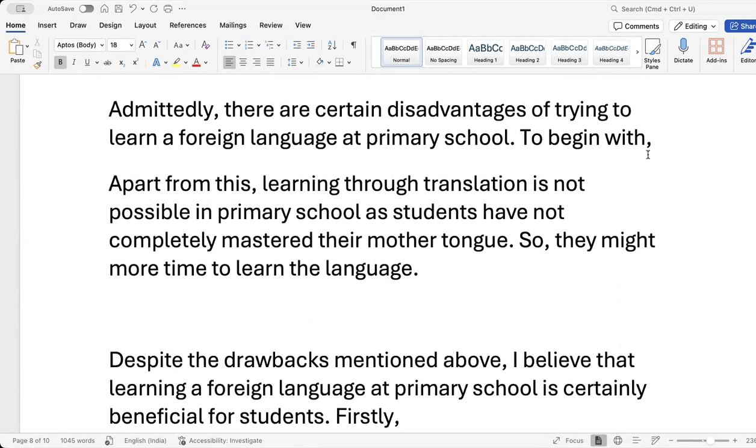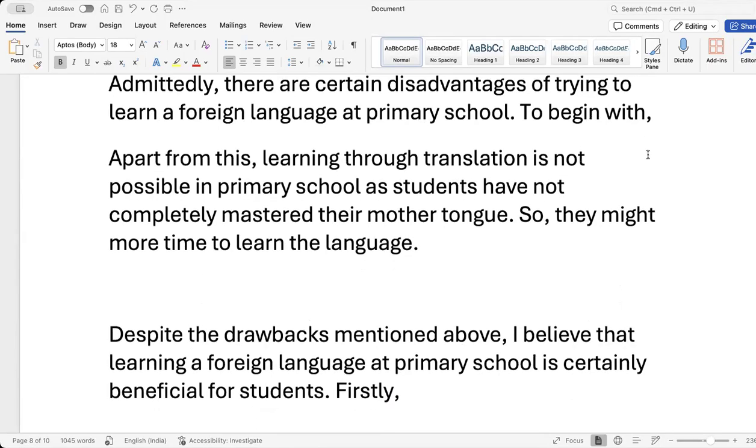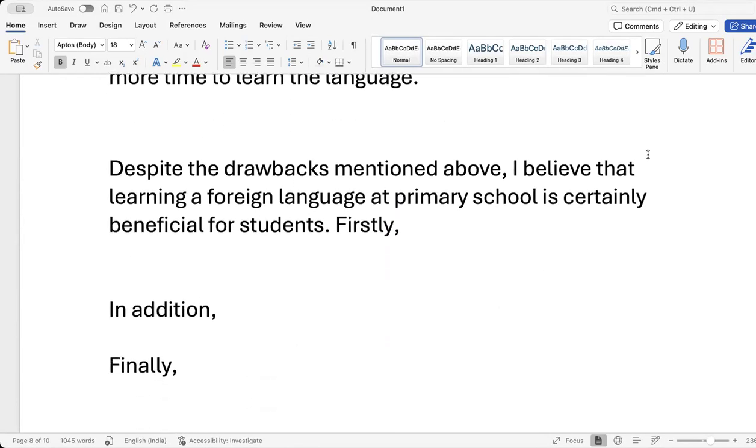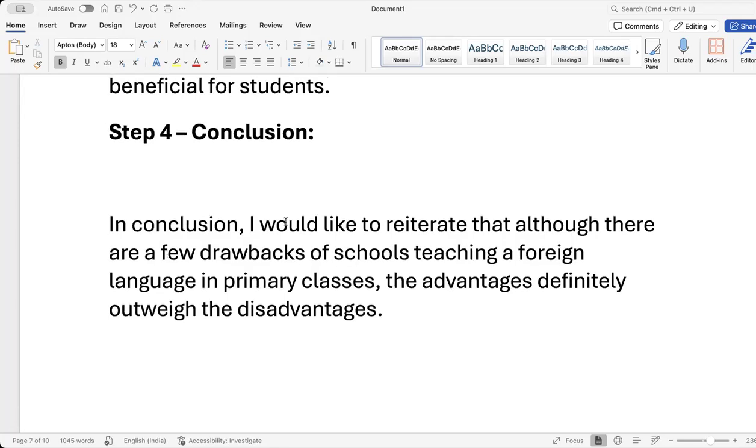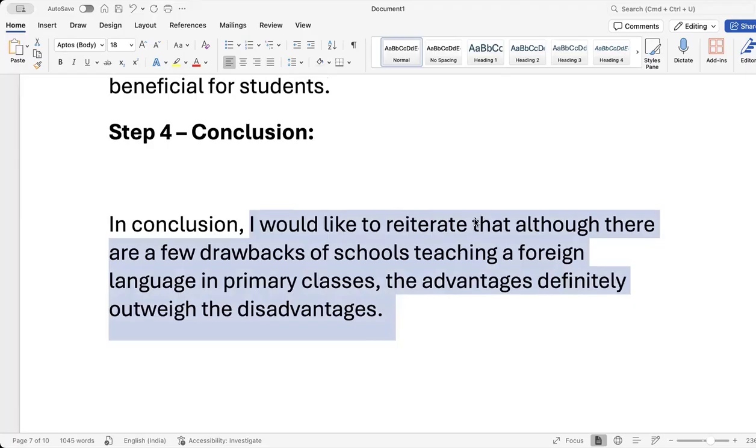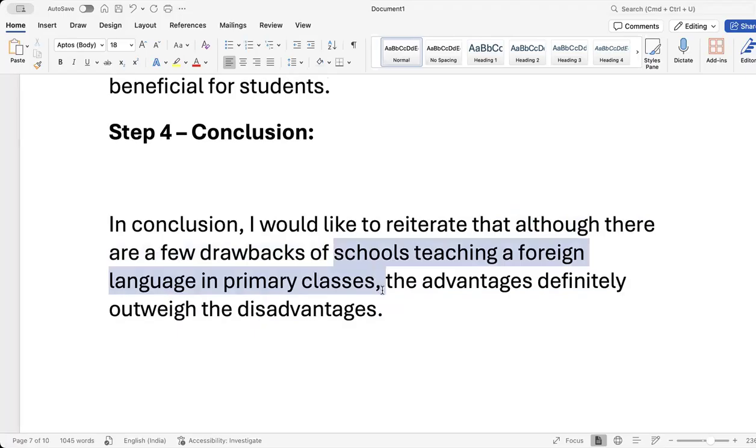Can you repeat from the first step to the conclusion? Conclusion is just the repetition of your opinion using the "while" statement, or "although". You write that although there are a few drawbacks or disadvantages of the topic, you're writing the topic here, and then you repeat that the advantages definitely outweigh the disadvantages, or the advantages certainly have an edge over the disadvantages, like that. So it's the repetition of the thing that you wrote in the introduction. You're not writing any new concept here.